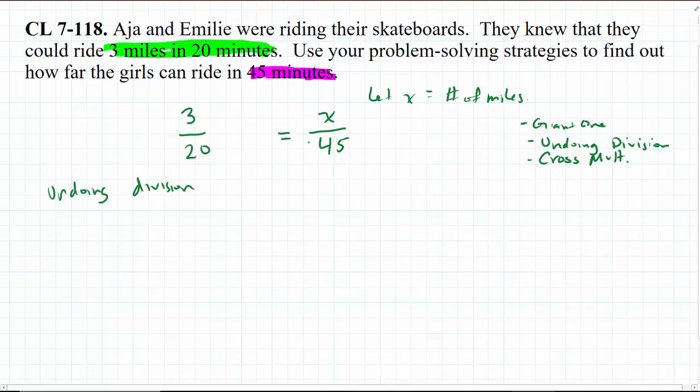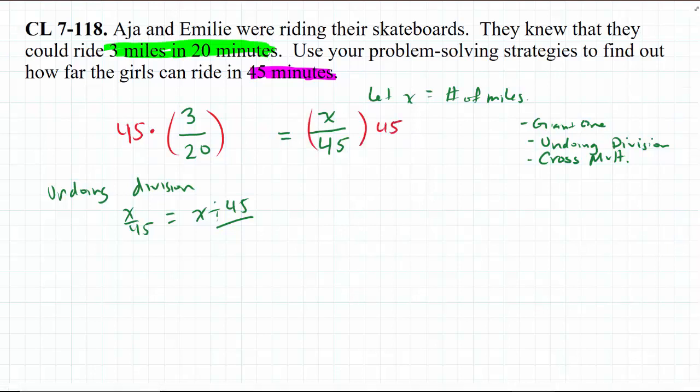Okay, so what that means is that this x over 45, we're thinking of it as x divided by 45. And to get rid of this divide by 45, we use the inverse operation. The inverse of division is multiplication, so we're going to multiply by 45. Let's go ahead and just do the work here. We're going to multiply this by 45.